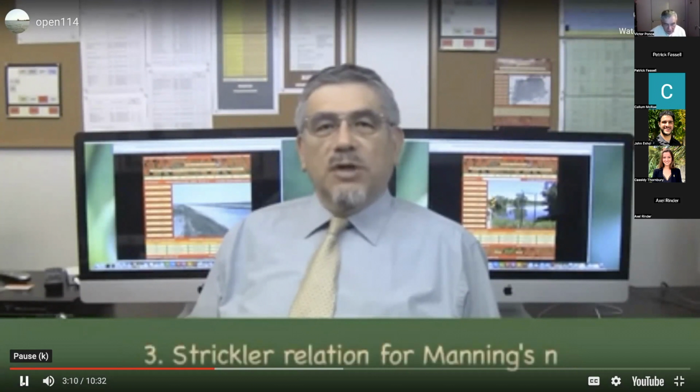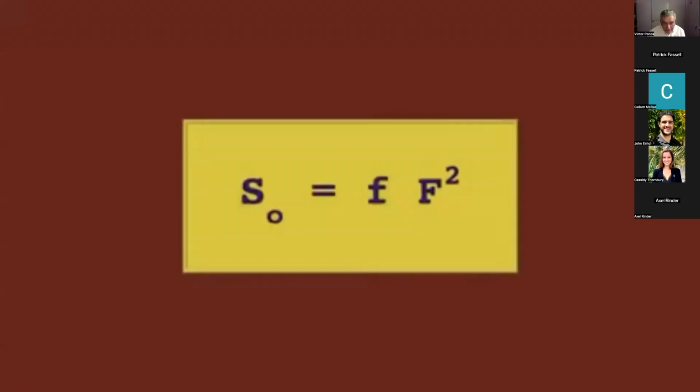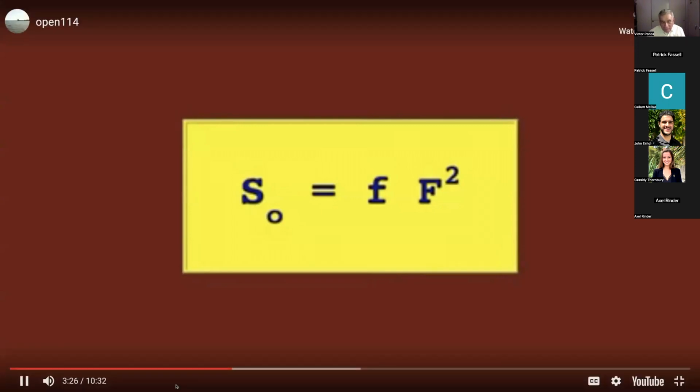The Lane relation can be expressed in dimensionless form by using suitable hydraulic and sediment transport relations: 1, the dimensionless Chezy friction formula; 2, the Colby sediment transport formula; and 3, the Strickler relation for Manning's n. The following derivations are strictly applicable to hydraulically wide channels. The dimensionless Chezy formula is as follows; we have derived this equation already.